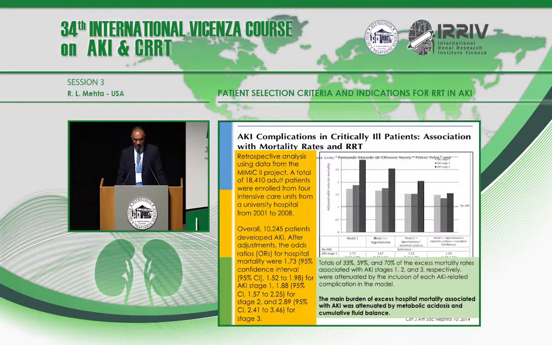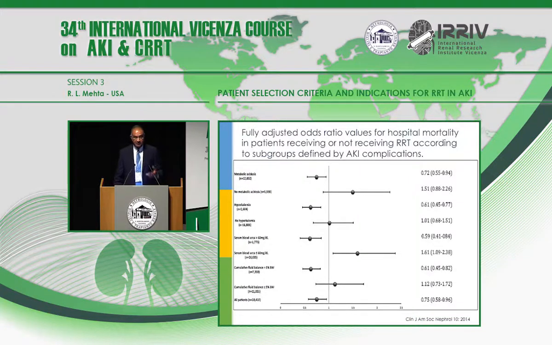So in a sense, you could say the attributable mortality to these complications is quite significant, but is mostly attenuated by metabolic acidosis and cumulative fluid balance. This is important, because if you think about the emergent indications, it seems that metabolic acidosis and cumulative fluid balance are probably more a common feature and more realistic than hyperkalemia itself. Although most of us are more in tune with looking at hyperkalemia as the major risk factor, prompting us to treat these patients much more aggressively at that point in time.